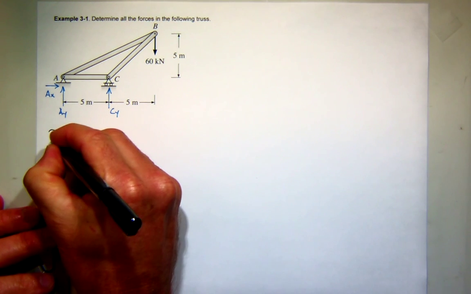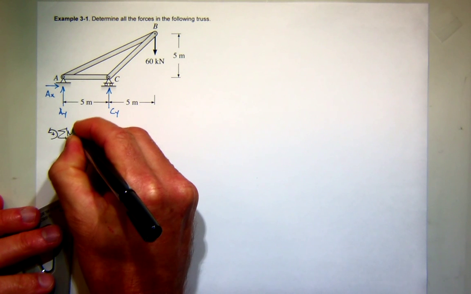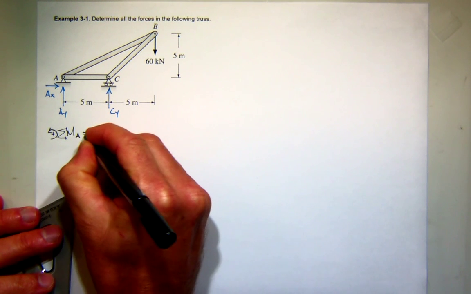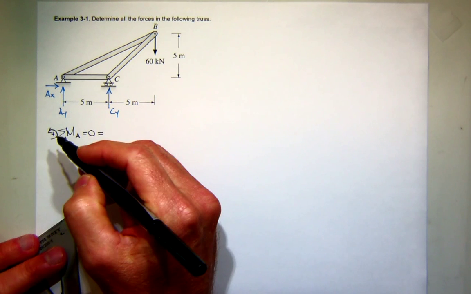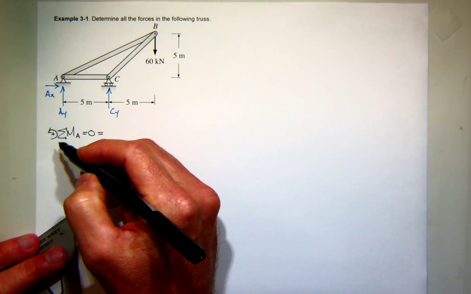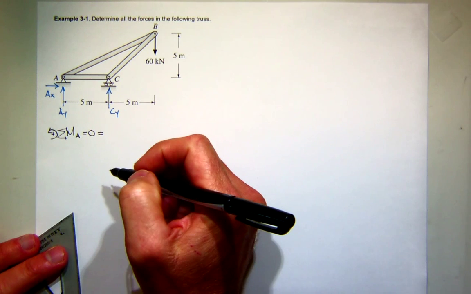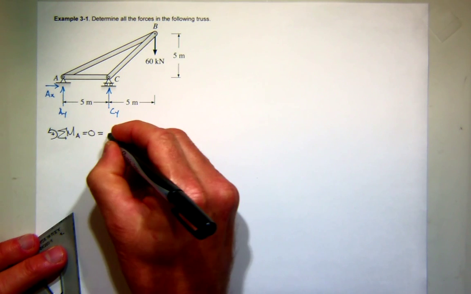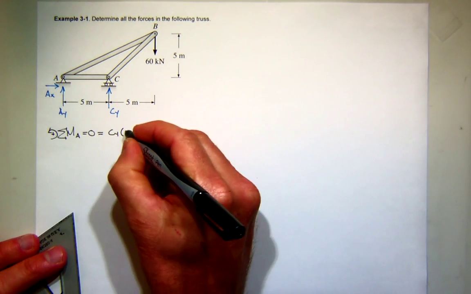So again, I'll assume right-hand rule for my sign convention, and we'll sum moments at A. Make sure it's in equilibrium. So AX and AY create no moment about A. CY creates positive or negative moment about A? Positive. So I'll have CY times its moment arm, which looks like 5 meters.